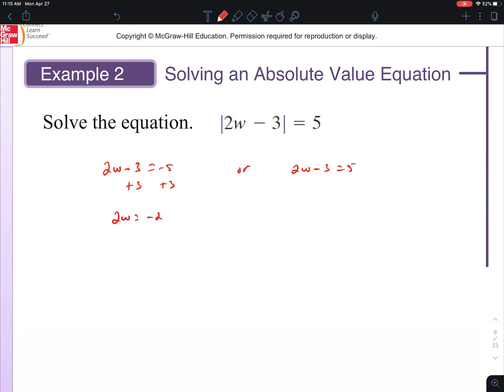So I get -2. I'm solving for w, so I get a -1 on this side. If I add the 3 to both sides, I get 2w is equal to 8. And if I divide both sides by 2, I get w is equal to 4. So then your solution set would be -1, 4.